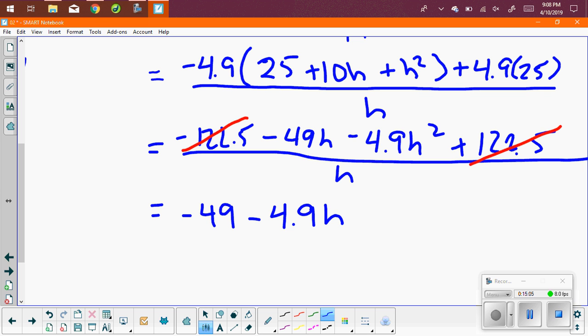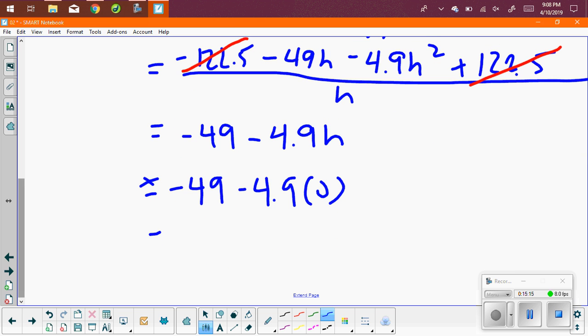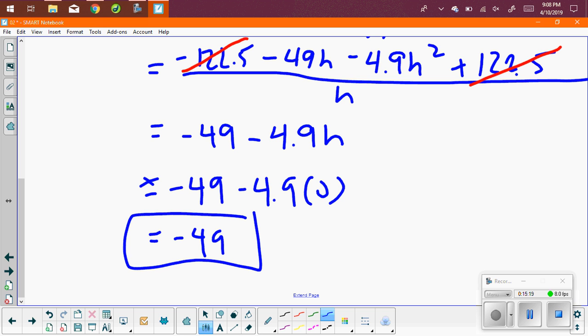And now our last thought, like before, is that the idea was this value of h is going to get smaller and smaller and smaller. It's going to get closer to 0. So essentially now I can say, that's going to be negative 49 minus 4.9 times 0. And oh, look, I got negative 49. And that's the rate of change that we got when we did it using the intervals. Same value.